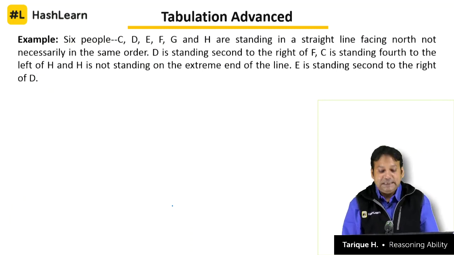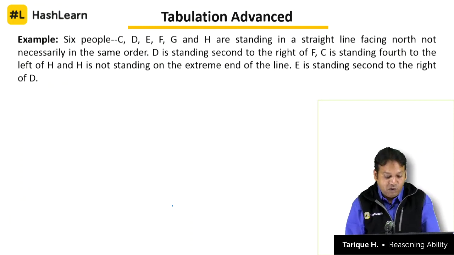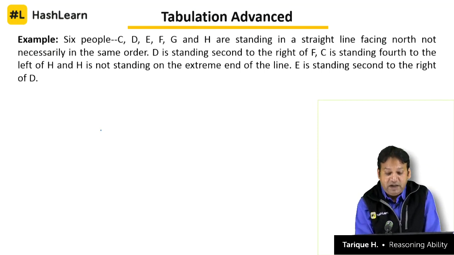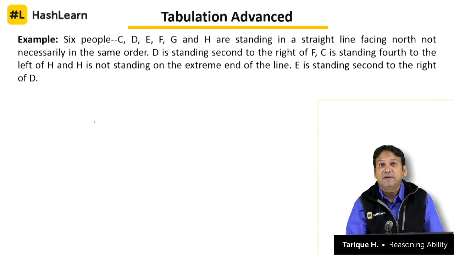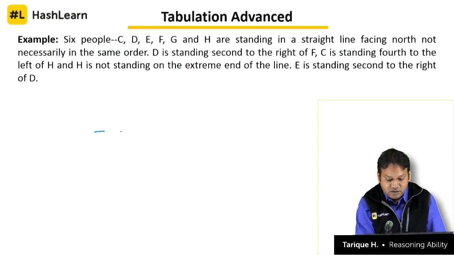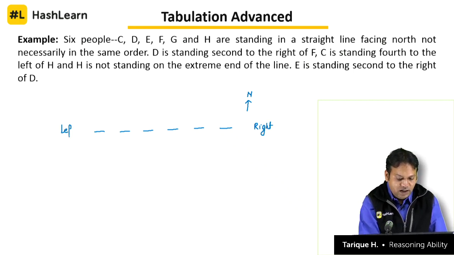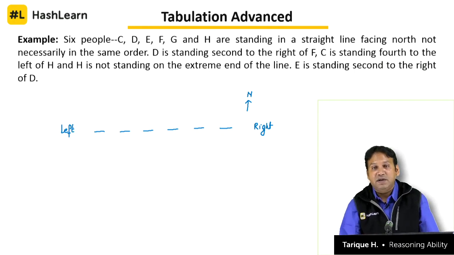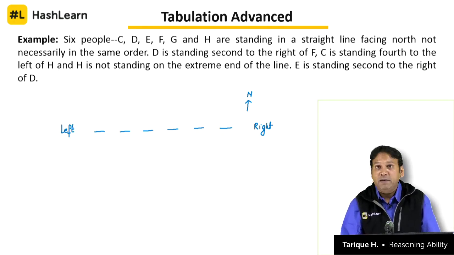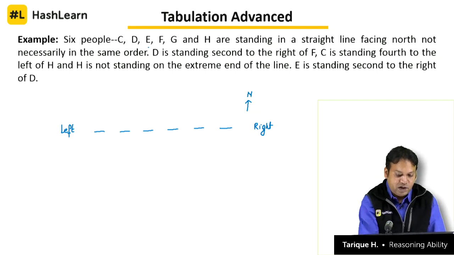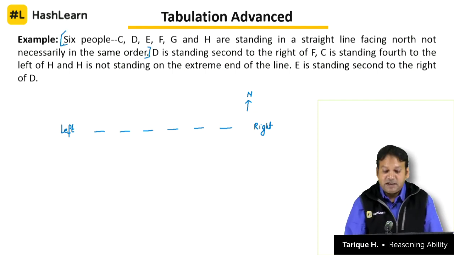So there are 6 persons, C, D, E, F, G and H, standing in a straight line facing north, not necessarily in the same order. So what you will do is you will first make 6 positions as we had discussed earlier. Make 6 positions here, 1, 2, 3, 4, 5 and 6, and we know that all of them are facing north. That means this is our right and this is our left. So right is towards our right, left is towards our left, or we can say that right is towards east and left is towards west. All of them are facing north. So that's one part and it's done. This part of the question we have done, that is the direction part of the question.